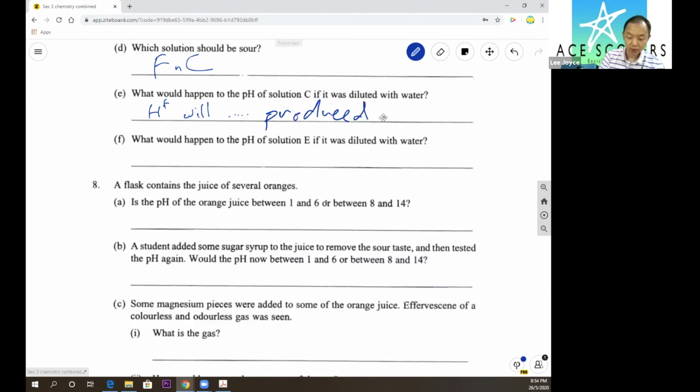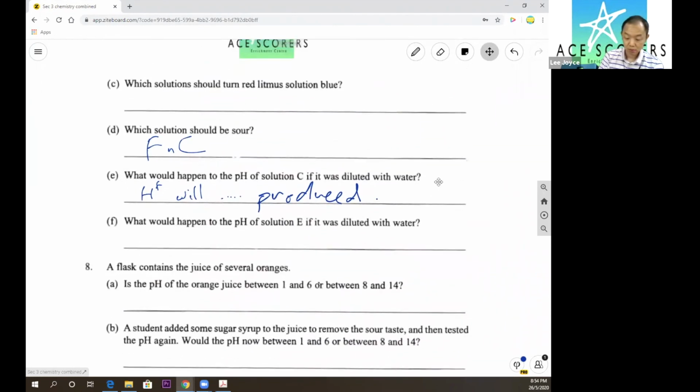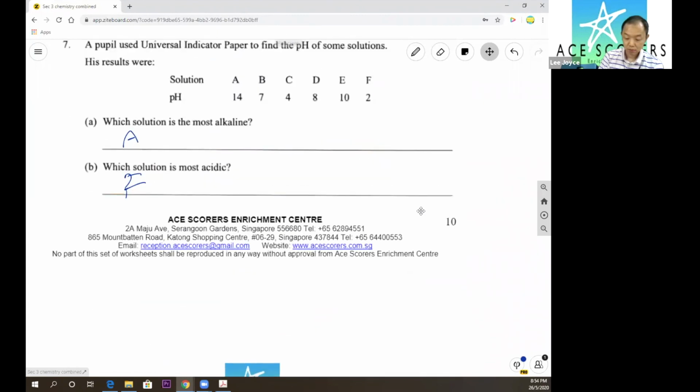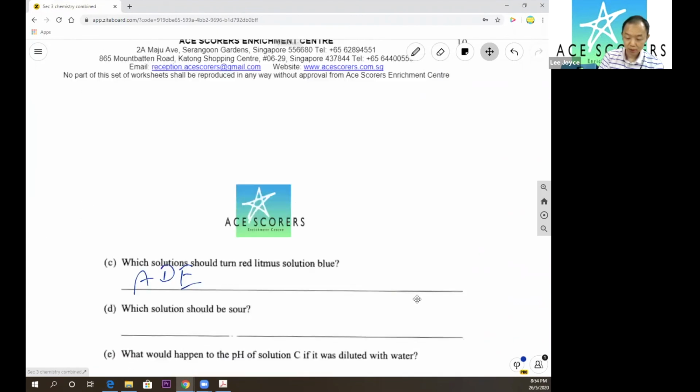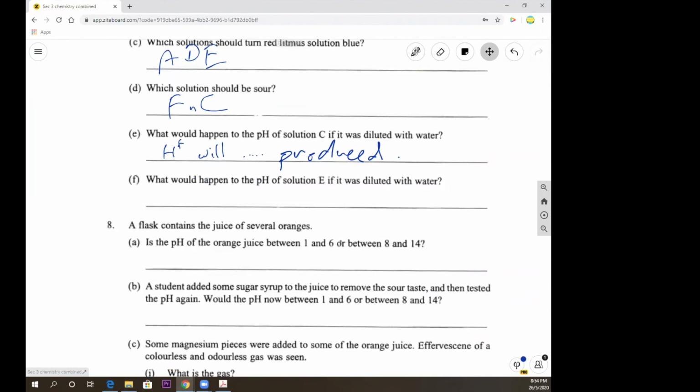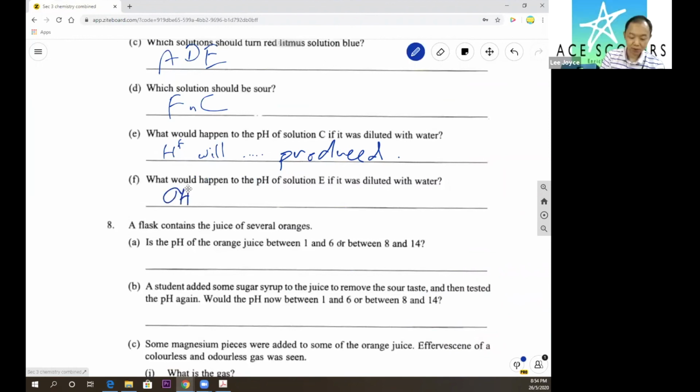So if E is in water, what's E? E is an alkali. Hydroxide comes out. I don't use come out, use produced. Produced.